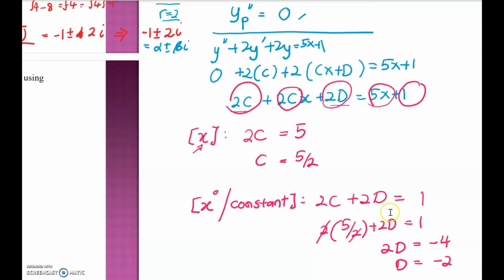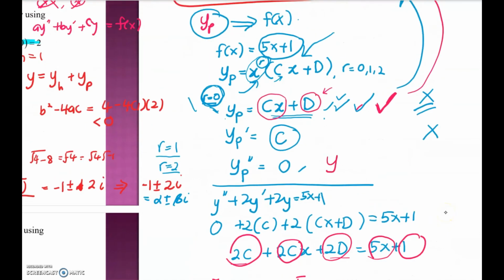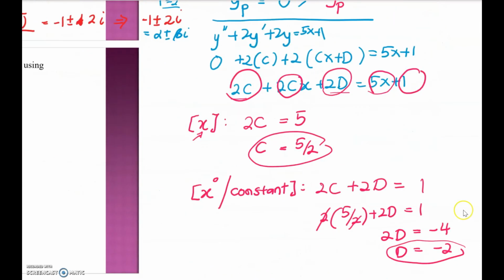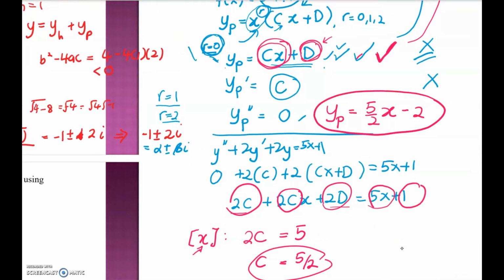Since I get the value of c and d, then I substitute back into my initial guess. My initial guess is yp equals to cx plus d. My c just now is 5 over 2, substitute here, okay, cx. So I have 5 over 2x plus d. Okay, what is our d just now? Our d is negative 2. So minus 2. So this is our yp.